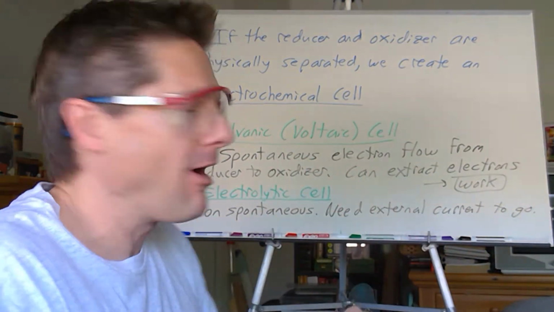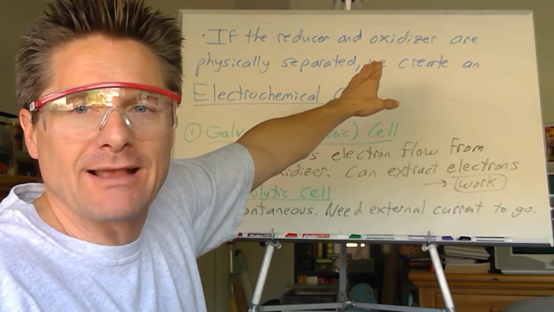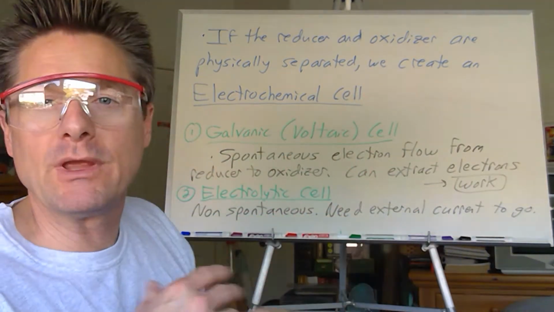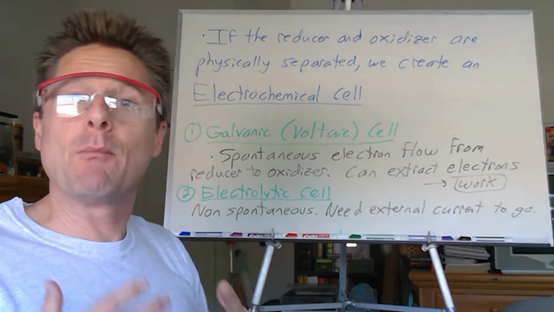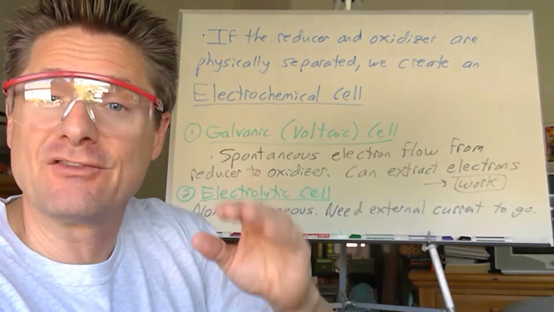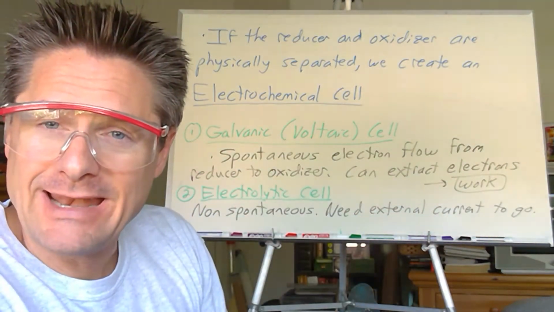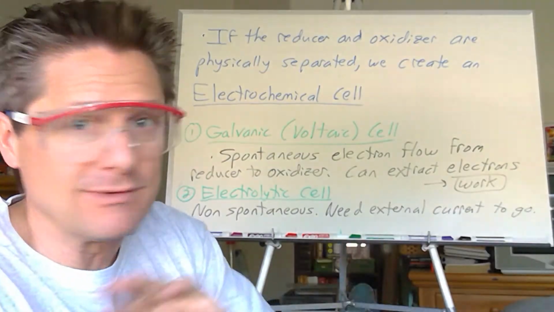We'll make it and then draw it. If the reducer or reducing agent and the oxidizer or oxidizing agent are physically separated, we create what's called an electrochemical cell. Now, those have two different names depending on whether it's spontaneous or not. Like the two that we had, the silver ion plus the copper was spontaneous. The zinc ion plus the copper was not spontaneous.